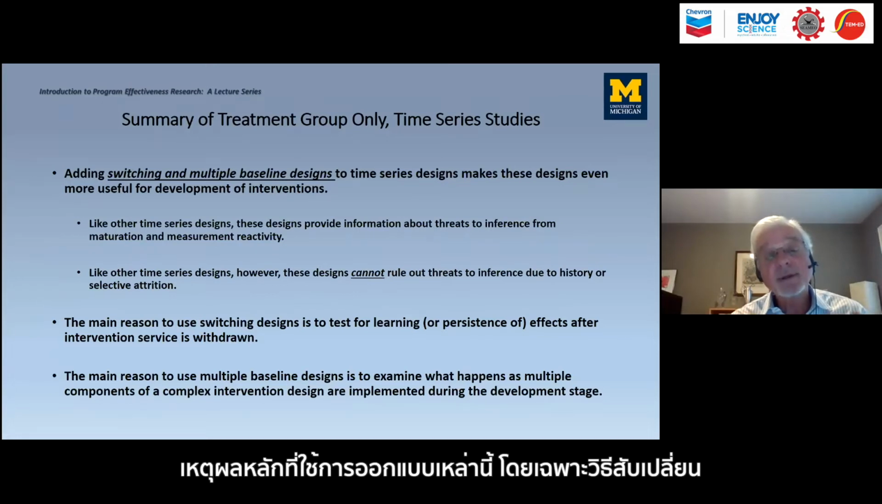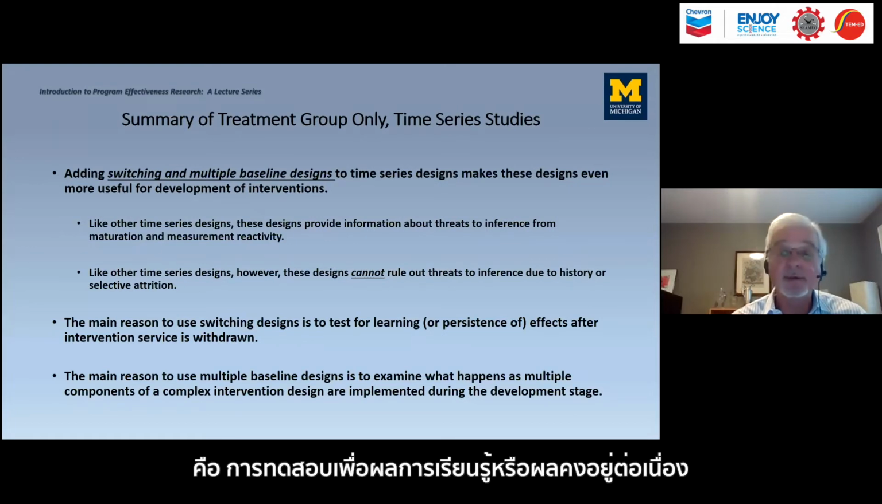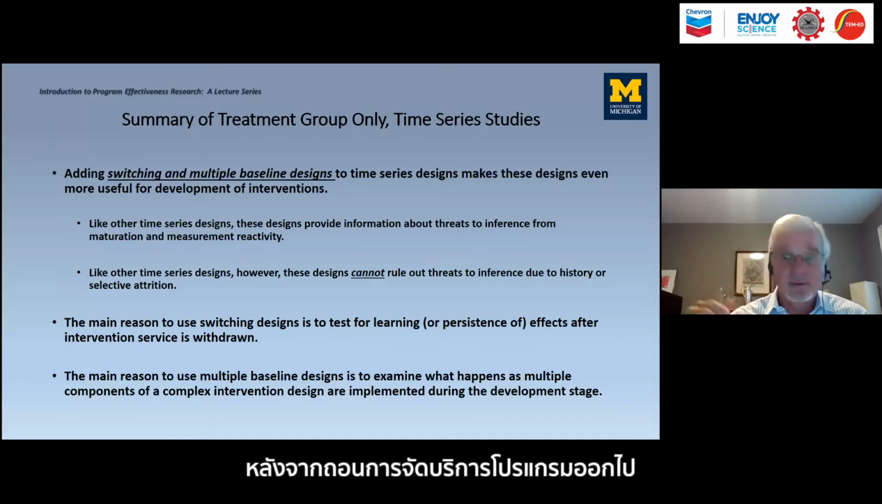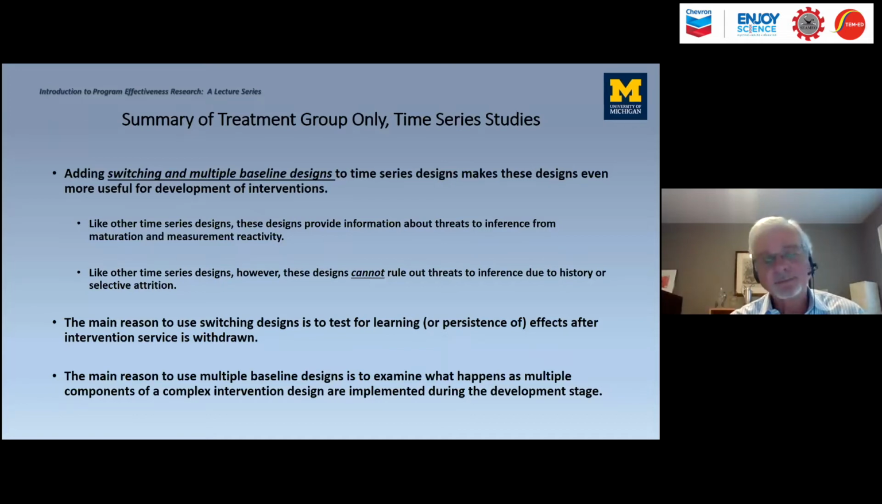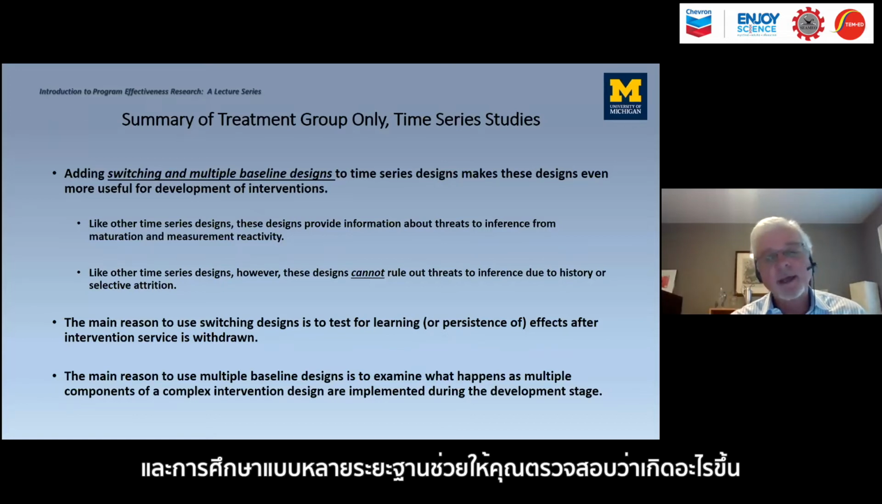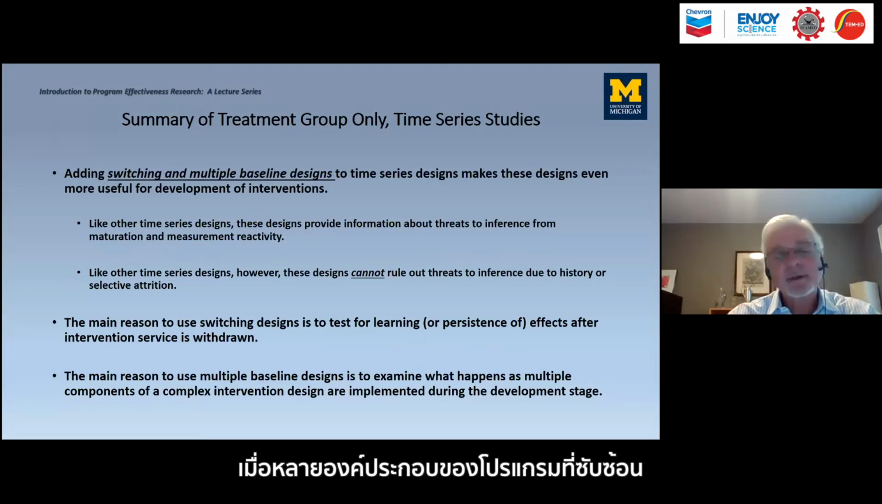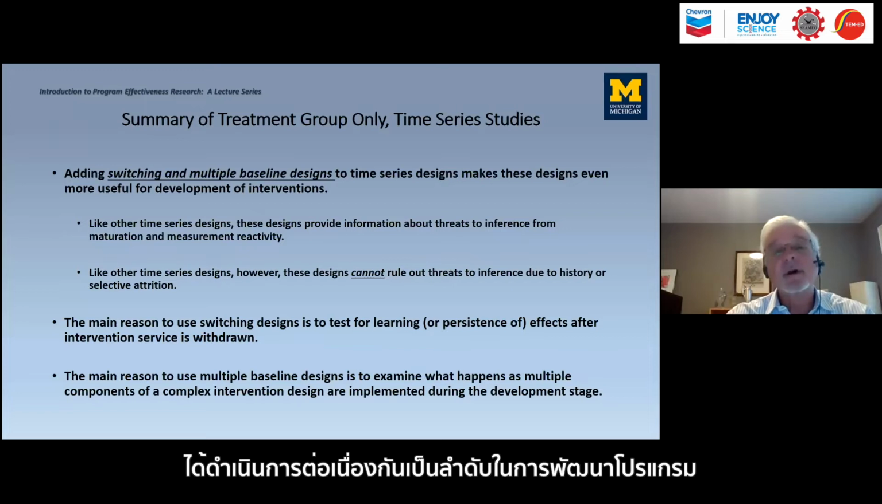But the main reason to use these designs, especially switching designs, is to test for learning or persistence effects after intervention services are withdrawn. And multiple baseline studies will help you examine what happens when multiple components of a complex intervention are implemented sequentially in intervention development.